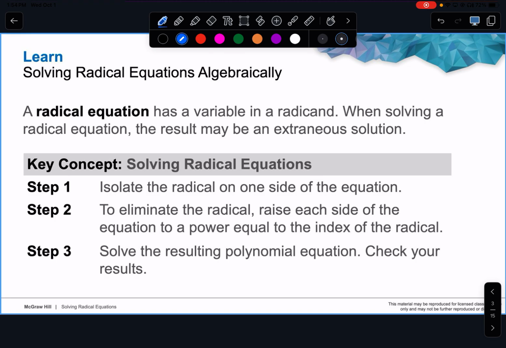Just like when we do basic algebra and we have 4 plus x equals 8, we want to get the x by itself. So what's the opposite of addition? Subtraction. What's the opposite of multiplication? Division. We're going to be using those inverse operations today, just like we've done for years.